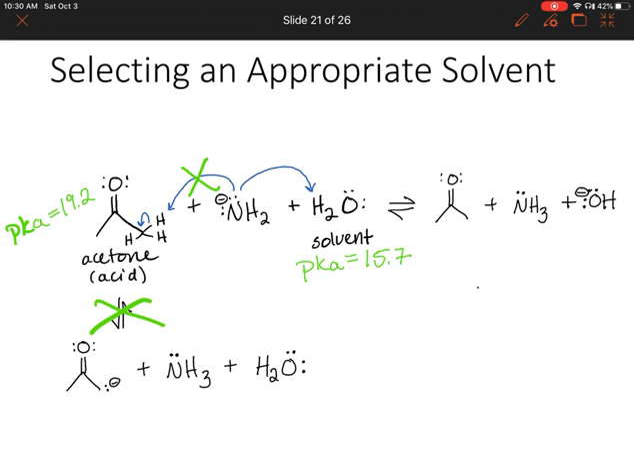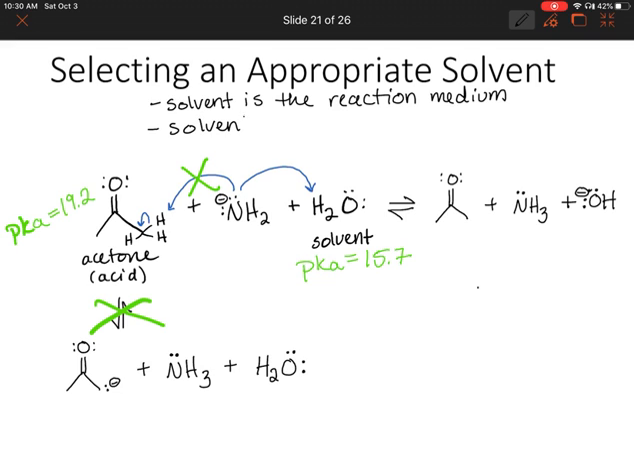So this is where you have to be careful when you're picking a solvent. Again, the solvent is the reaction medium. That's where the reaction takes place. So we don't want the reaction to occur with the solvent. So we want to pick a solvent that is inert. Inert means that it does not react.